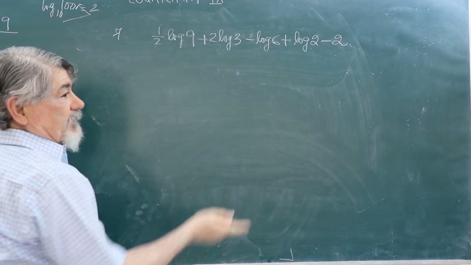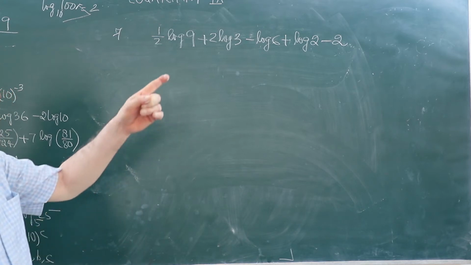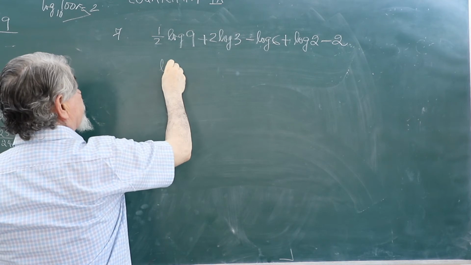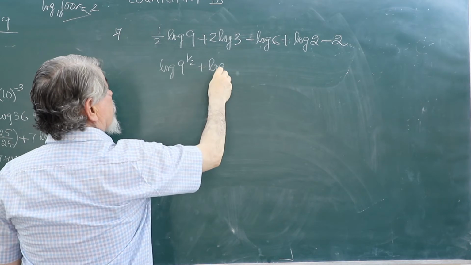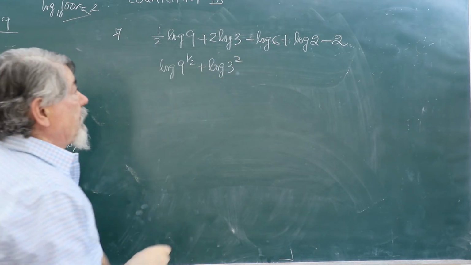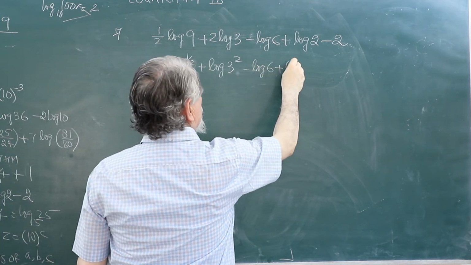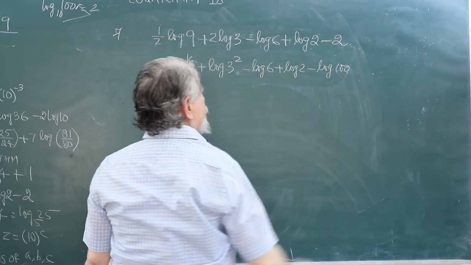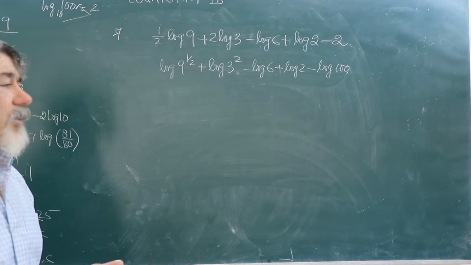So no base is given, that means again the base is 10, the common base, and 2 can be written as log 100. So it will be log 9 to the power half plus log 3 to the power 2, because the multiple goes as the power, minus log 6 plus log 2 and minus log 100. Log 100 is 2 to the base 10, because there is no base given, that means common logarithm is there.